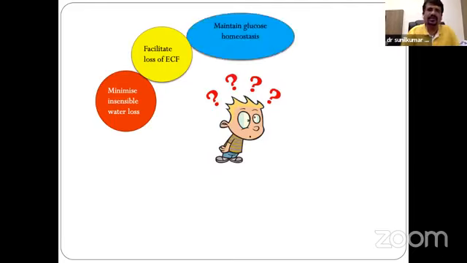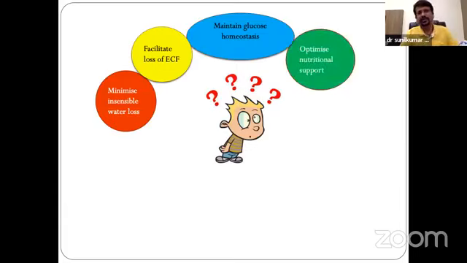Then we need to maintain glucose homeostasis. Glucose is also an osmotically active particle. The higher the serum glucose levels, the more they can enhance osmotic diuresis. Then we need to optimize the nutrition support also. From day one, we can start TPN, and we should always start enteral feed. Then we need to maintain renal perfusion. Even in premature babies, the autonomic system is immature, so they may need some small dose of inotropic support that can be used to maintain adequate renal perfusion.